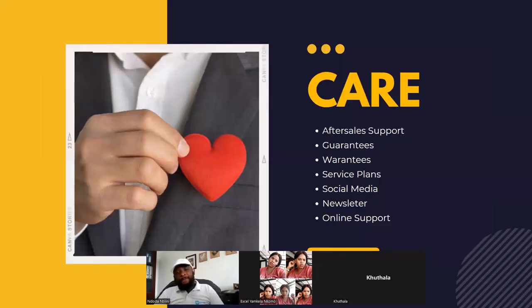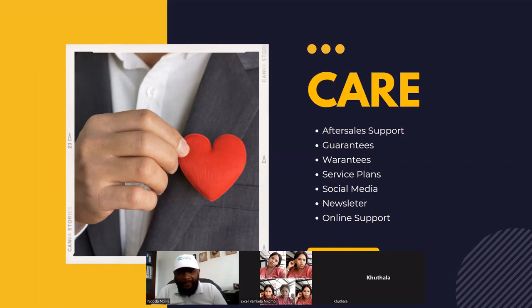And finally, the last folder that you're going to have is the Care folder. So what you're asking yourself here is, what does this client do to take care of their customers, right? This is after they buy from them.